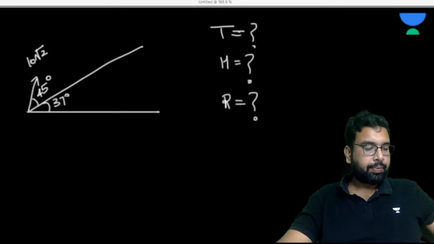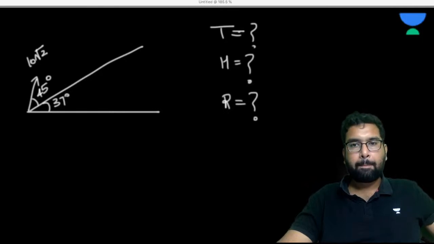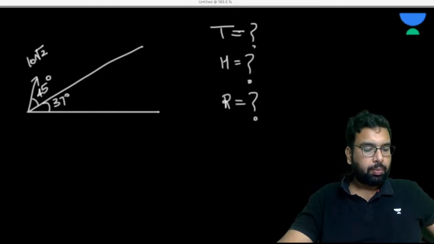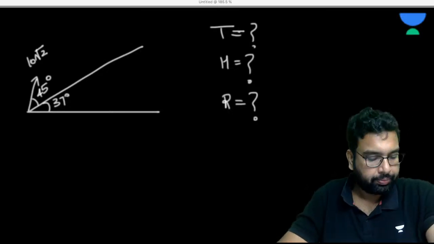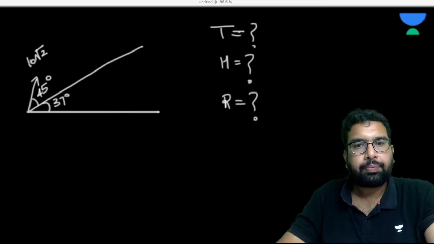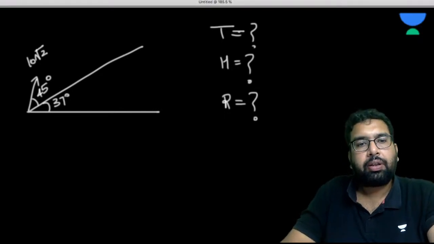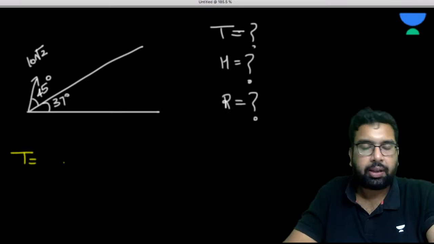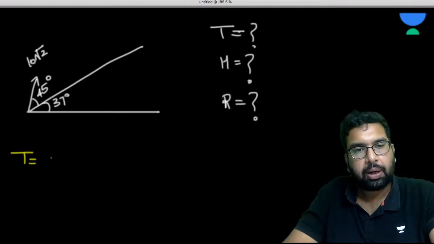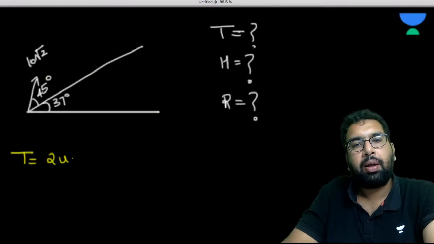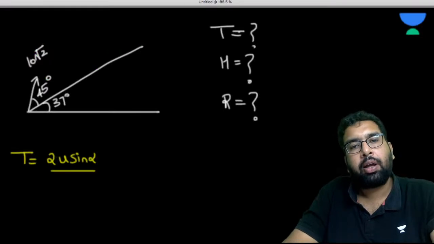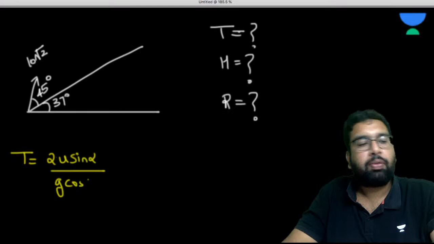Doesn't seem correct. Time doesn't seem to be correct. I think you might have made some calculation mistake. Let's see. Now, sir, we just have derived the formula. Even in the examination, if you forget the formula, I think you can find your answer. So, T is equal to 2u sine alpha upon g cos theta.